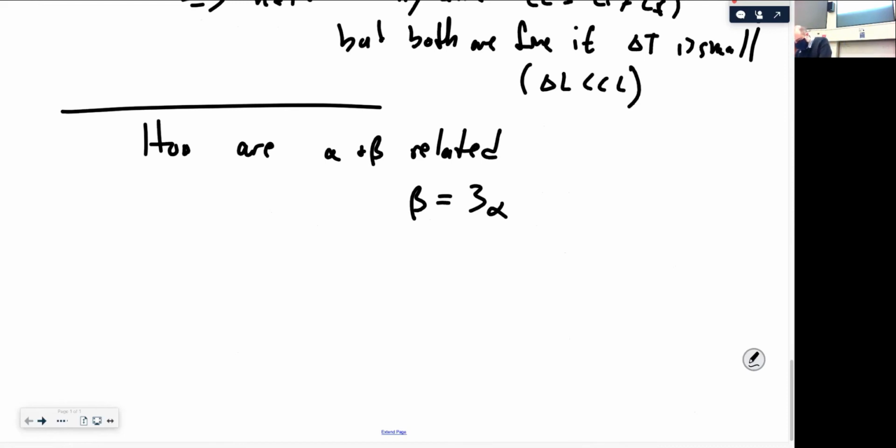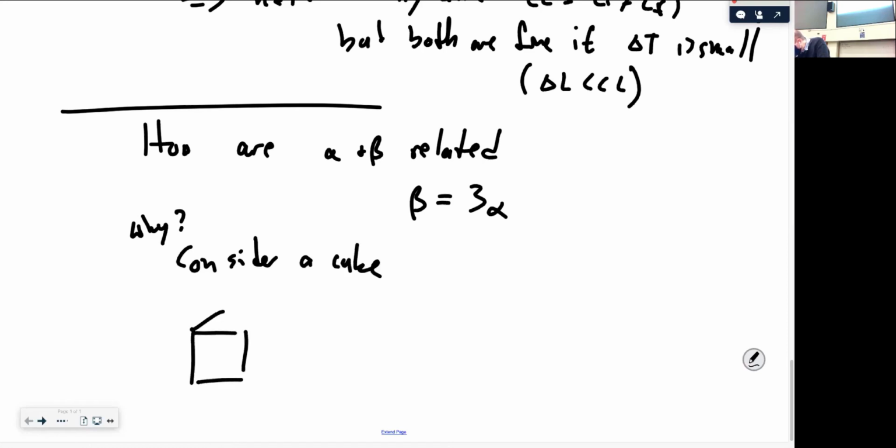So let's consider a cube. Break out my cube drawing skills again. Not bad, not bad. Okay, this cube is going to have volume V and the length L on every side. We know that volume is equal to L cubed.